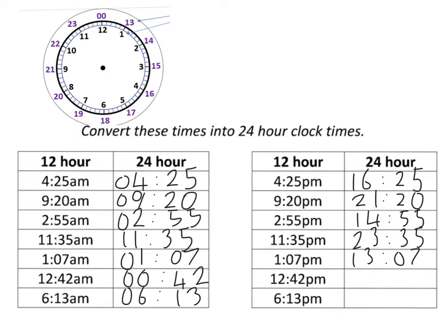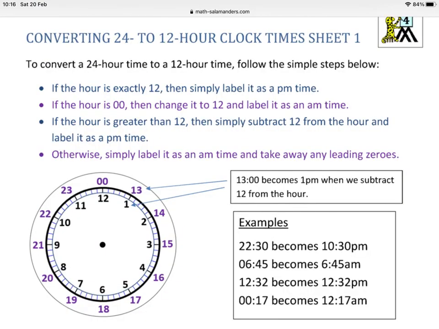12:42 PM. So 12:42 PM is exactly the same, 12:42, because if you think of 1 o'clock, 1 PM would be 13, so 12:42 remains the same. 6:13 PM, add the 12 on, 18:13.